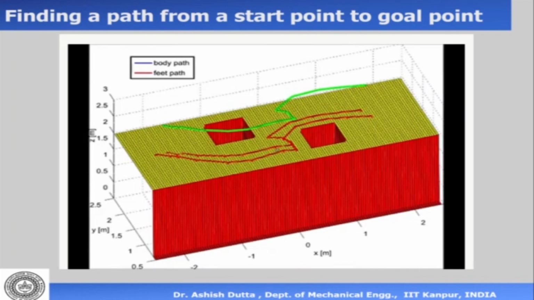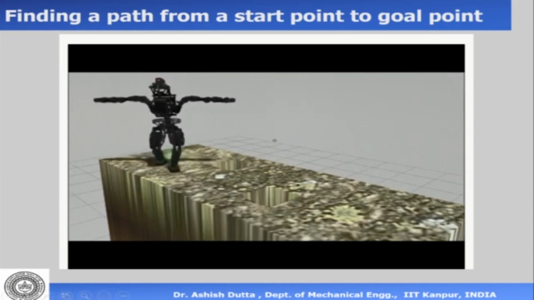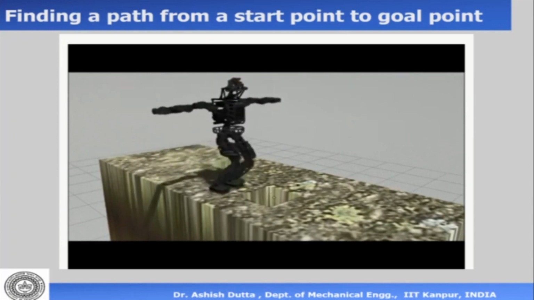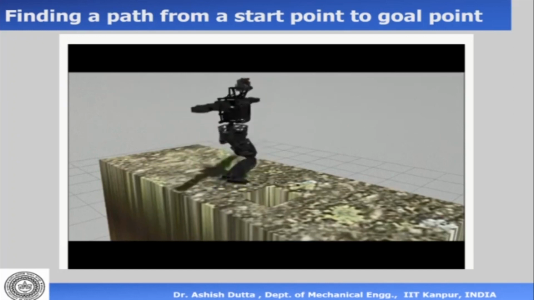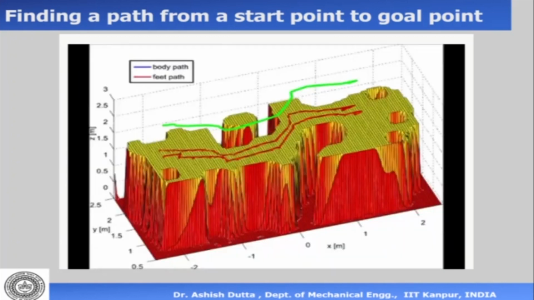So the red one is the feet path of the 2 feet, and the green one is the CG. So from different kinds of terrain or ground conditions, there are holes you can see, so it should not fall inside. It is able to navigate and go from one point to another point by first finding a path and then going on the path by doing the motion plan.